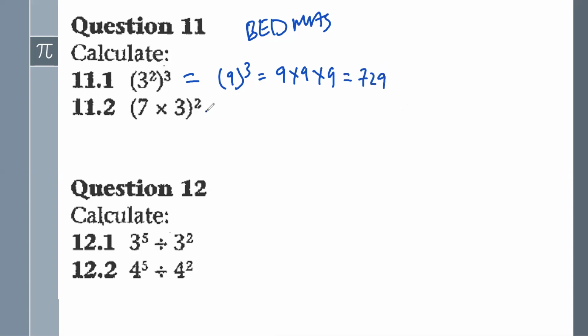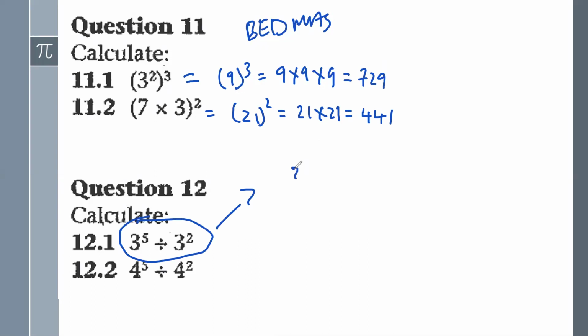Same thing here. If I apply BEDMAS, I would want to multiply the 7 by 3 first, which I know gives me 21, but that is squared. So that means 21 multiplied by itself. And that is something like 441.